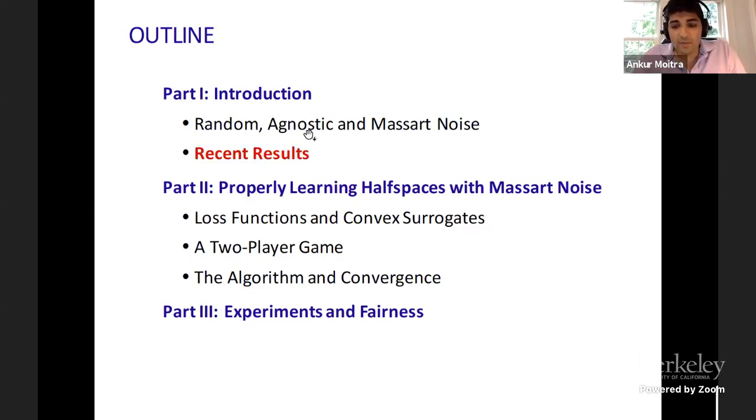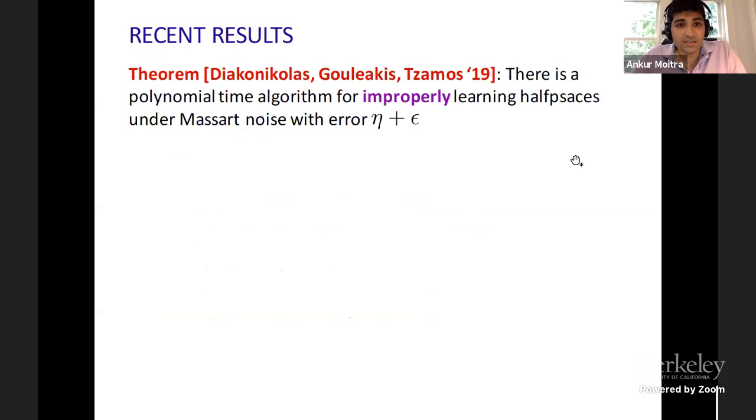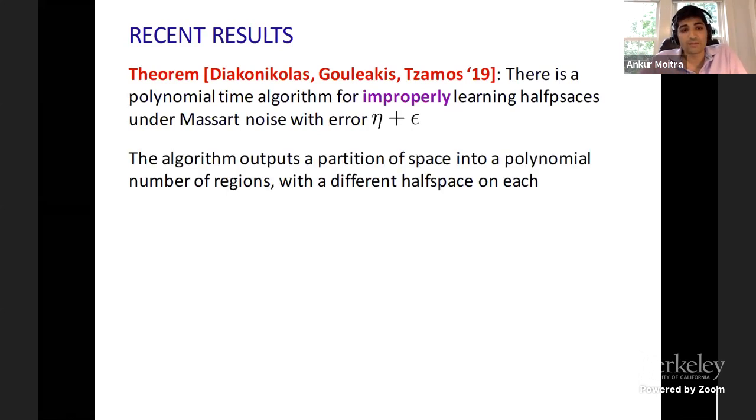So now let me tell you about some recent results in distribution independent Massart learning. There's a beautiful paper of Diakonikolas, Gouleakis, and Tzamos, which showed that there's a polynomial time algorithm for improperly learning half spaces under Massart noise. They get error eta plus epsilon, where remember, eta is the upper bound on the flip probability that the adversary is allowed on each one of the data points.